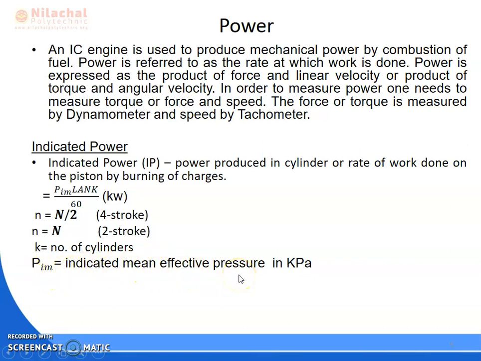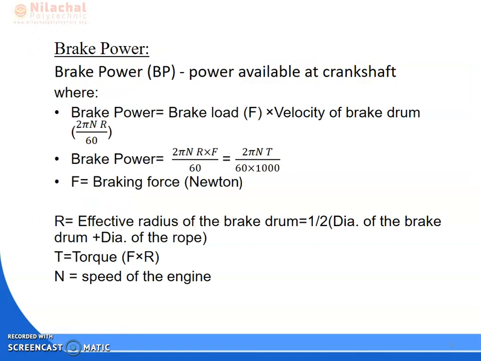That is, indicated mean effective pressure must be in kilopascal. So by using this formula, I can calculate the indicated power. Then we will go for brake power. So what is brake power? Brake power, the power available at the crankshaft, is known as brake power, that will be utilized.